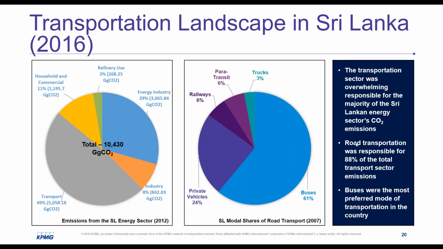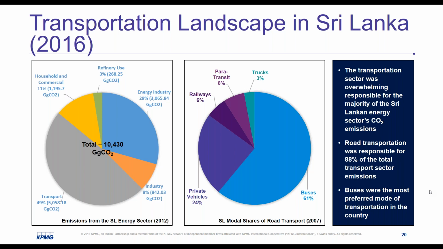If you look at the transport sector in Sri Lanka, a large part of the emissions from the country is actually from the transport sector. That is 49% of the emissions that were contributed by the transportation sector to the GHG inventory of the country, which made us believe that this sector was one of the important sectors if one has to look at emission reductions from the country in the future.